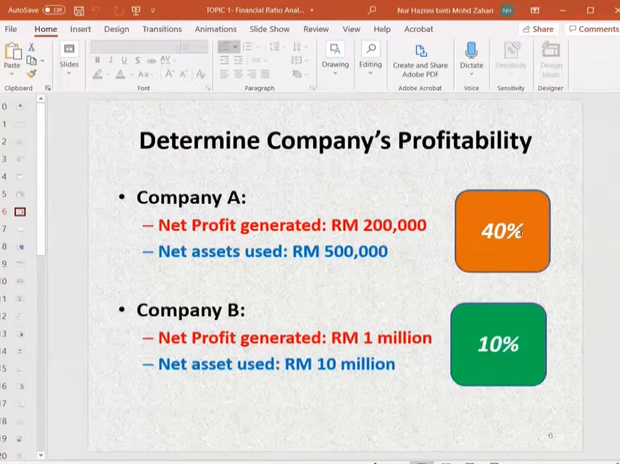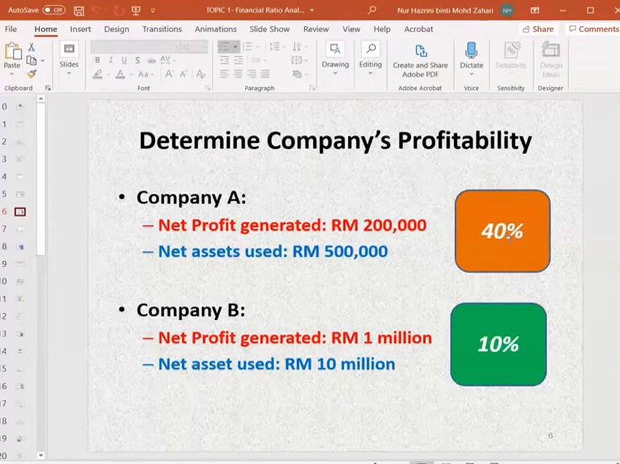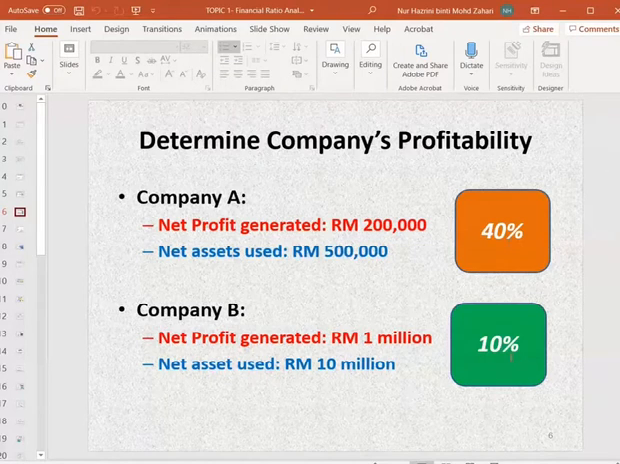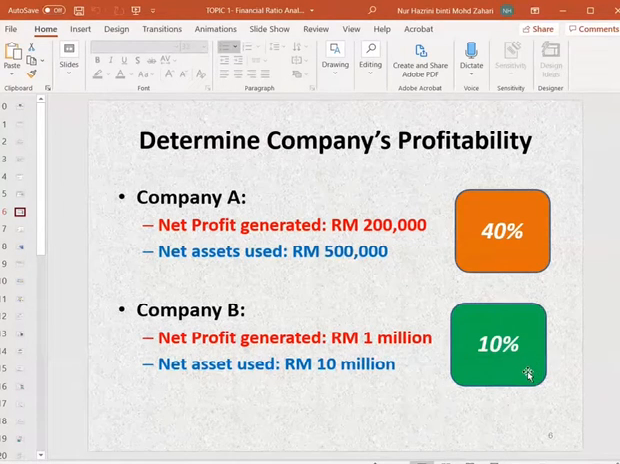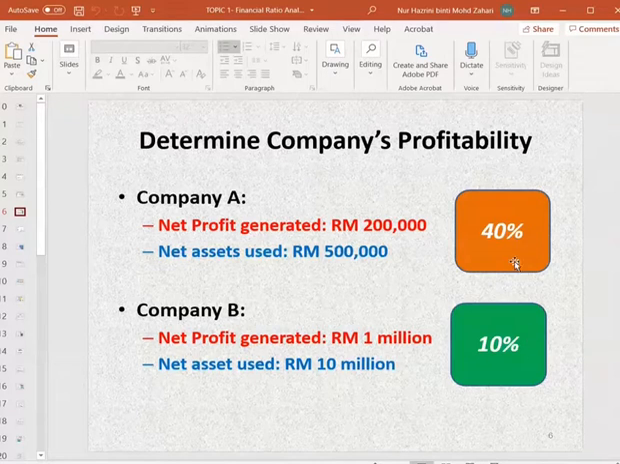So you invest only 1 ringgit. We interpret in a very small number so that you can see. That's why we need the ratio. So for every 1 ringgit that you invested in asset, you get 40 cents of net profit. But for company B, for 1 ringgit invested in asset, you get only 10 cents of net profit. So here we can see that company A is doing better.